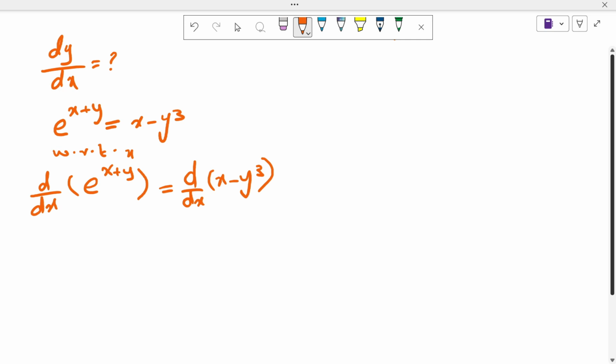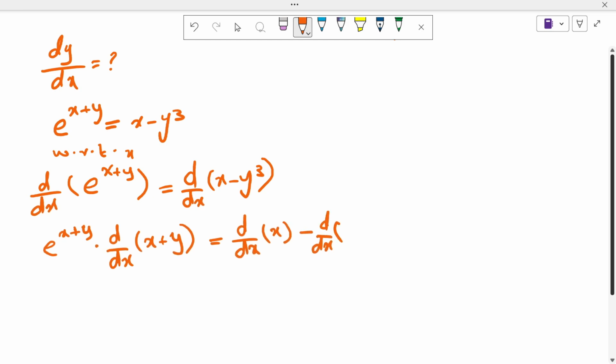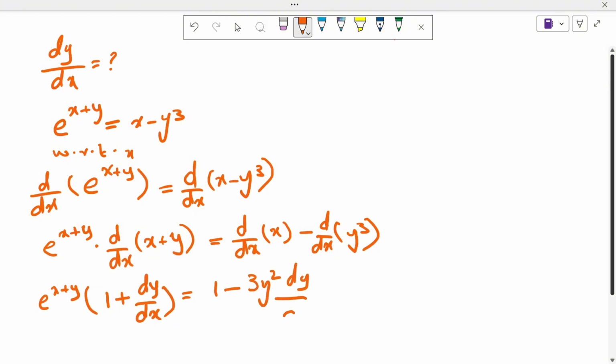So e power x plus y will be as it is, and then the derivative of x plus y, I will leave it as it is. We will solve this in another part, or you can apply just the derivative on every element. Here we will apply the subtract rule. So e power x plus y into the derivative of x, which is equal to 1, plus the derivative of y, which is dy by dx because it is with respect to x. And on another side, the derivative of x is equal to 1 minus 3y square dy by dx.